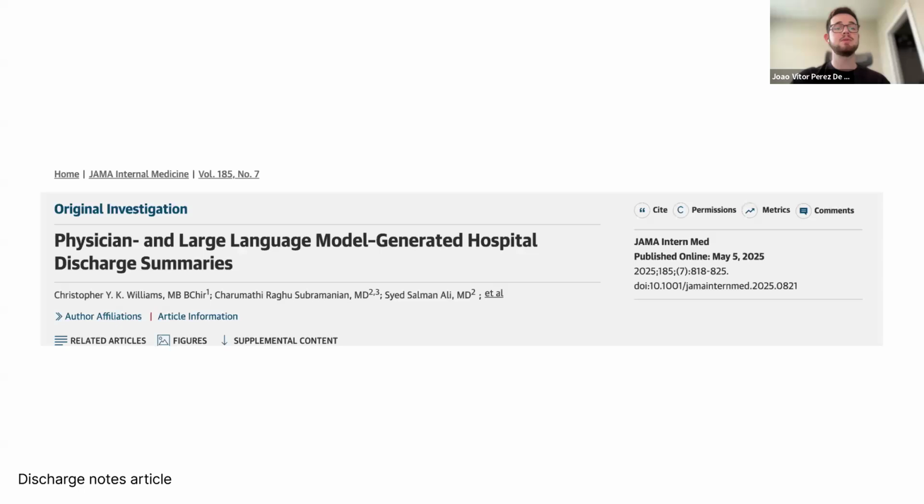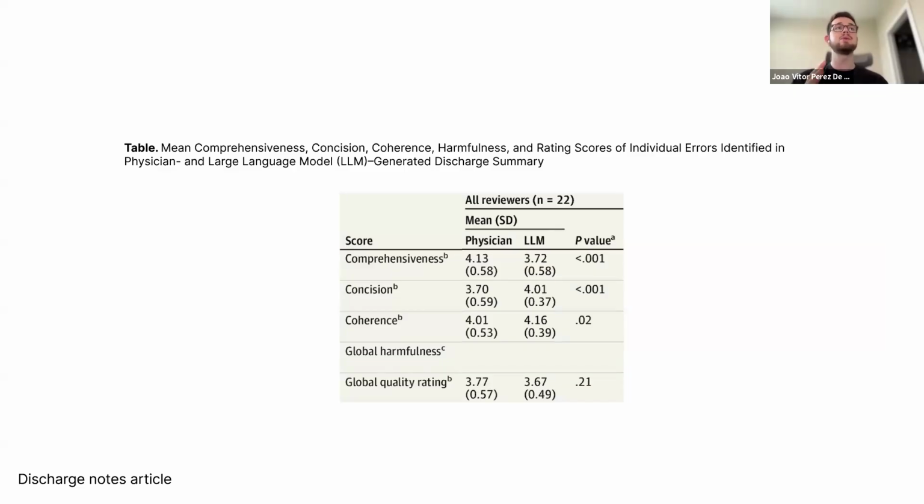So this paper is one example of this rationale, where they compare discharge summaries from physicians and large language models. This is also published earlier this year. In this approach, I'm not showing the whole analysis here, but specifically what they did is that they had a group of physicians and a large language model generate the discharge notes for patients.